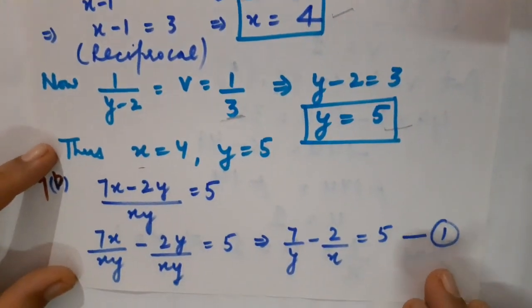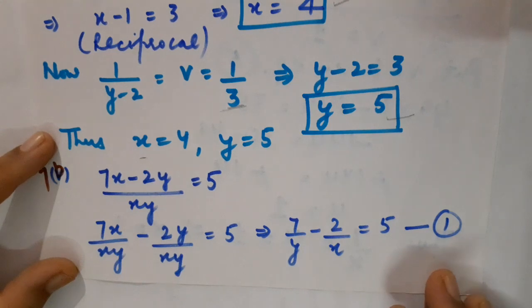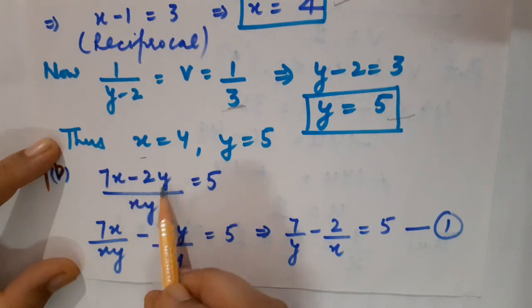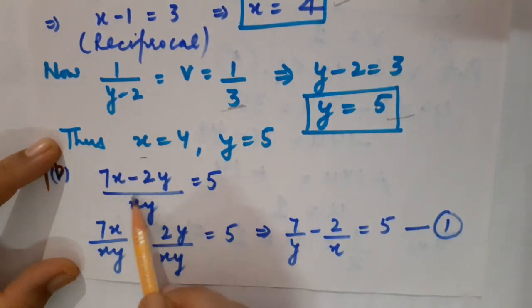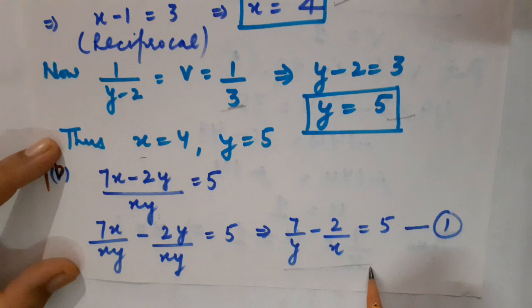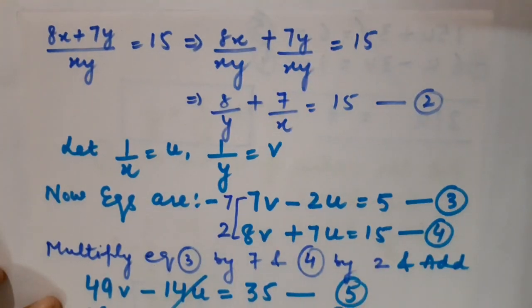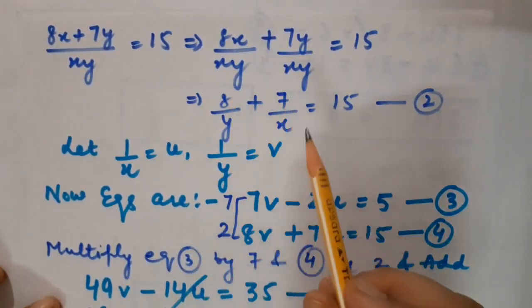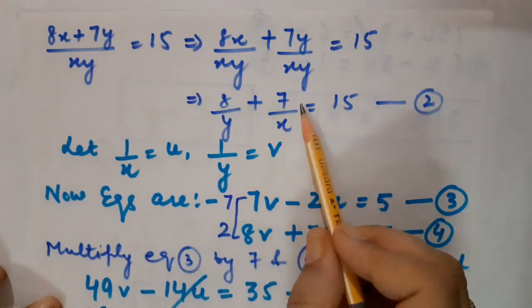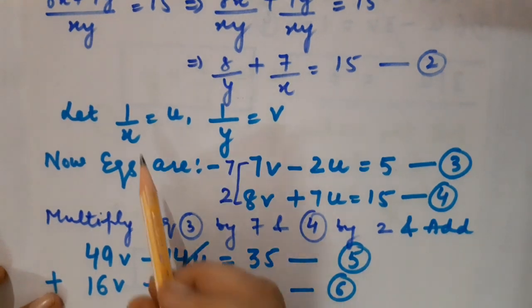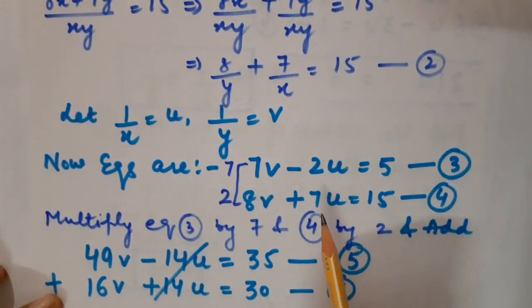Now children, this is 7th question, B part. Here you have to keep one step in your mind that I have divided both the terms of the numerator by xy. Means I have segregated this denominator. So I have got this form, that is 7 upon y minus 2 upon x is equal to 5. Similarly children, for the second equation also I have segregated xy. So I have got 8 upon y plus 7 upon x is equal to 15. So let us consider 1 upon x as u and 1 upon y as v. So this is the equation which I have got.